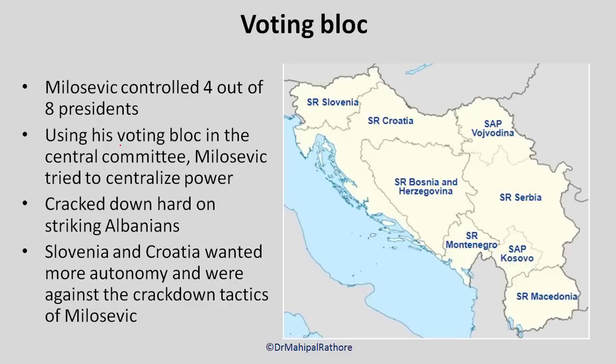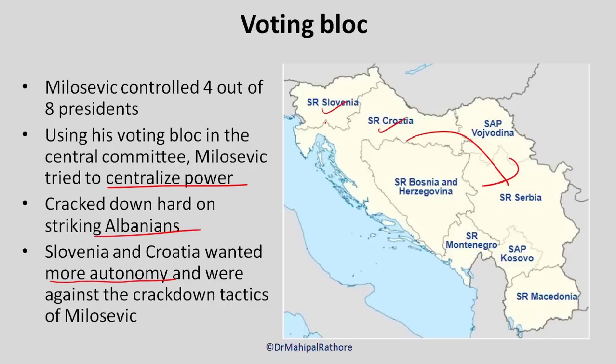Using his voting bloc, 4 out of 8, in the central committee, he tried to centralize power. He tried to get more and more power. The reason was that he wanted the economy of Slovenia and Croatia to cross-subsidize the other parts of Yugoslavia so that everyone is equally rich. He also cracked down very hard on the striking Albanians in Kosovo. Remember the miners' case? He sent army and police against them. So Slovenia and Croatia were not very happy with this situation. Firstly, they wanted more autonomy so that they could manage their economy in their own manner.